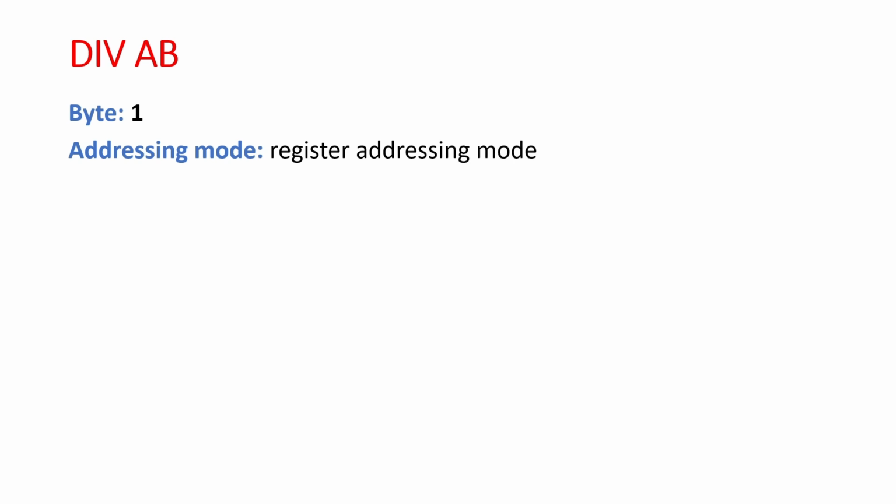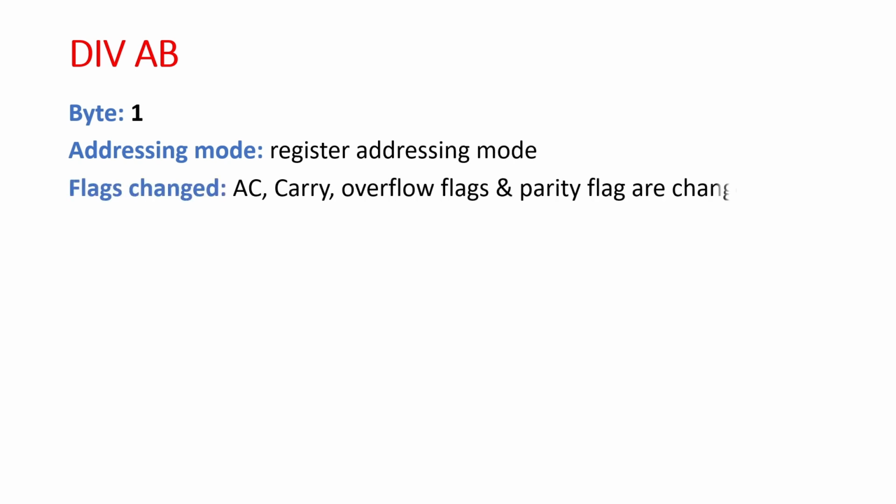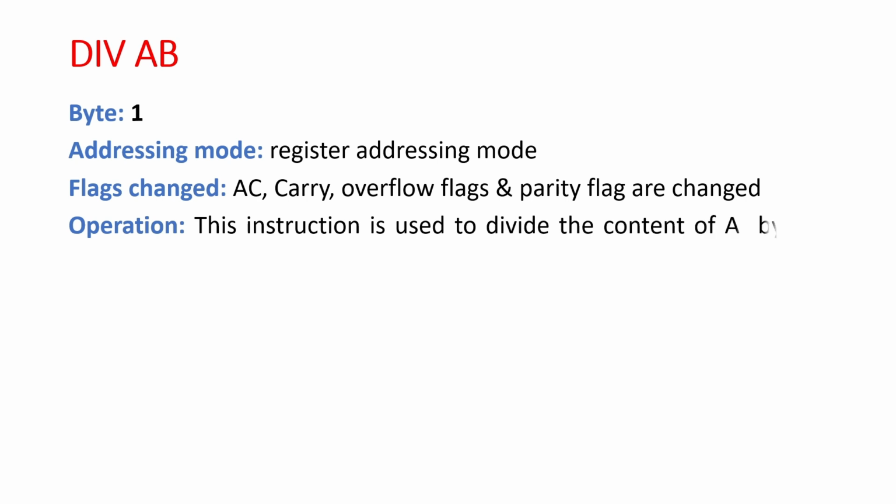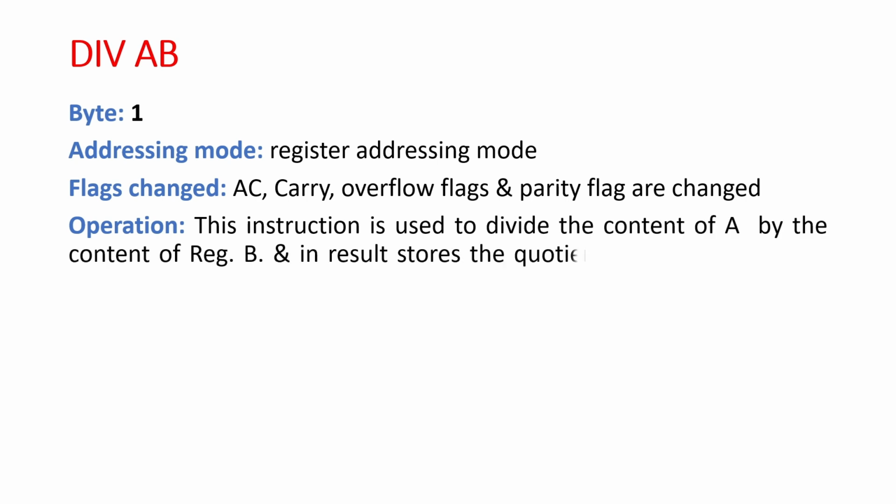See the next instruction, DIV AB. This instruction is used for division operation. This is a 1 byte instruction. Addressing mode is register addressing mode. Flags changes: auxiliary carry, overflow and parity flags are changed. Now see the operation. This instruction is used to divide the content of accumulator by the content of register B, and in the result the quotient is stored in accumulator and remainder is stored in register B.